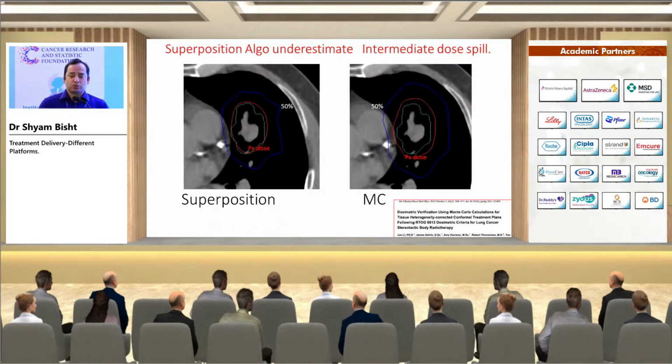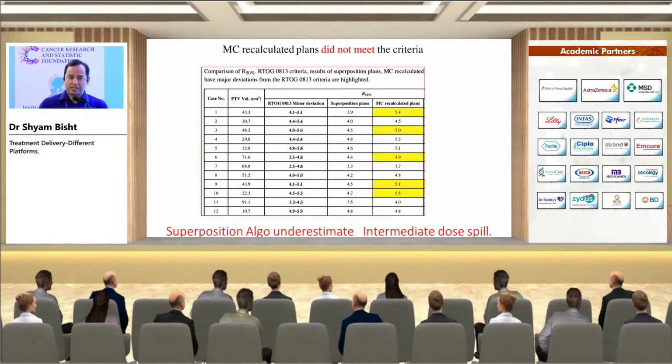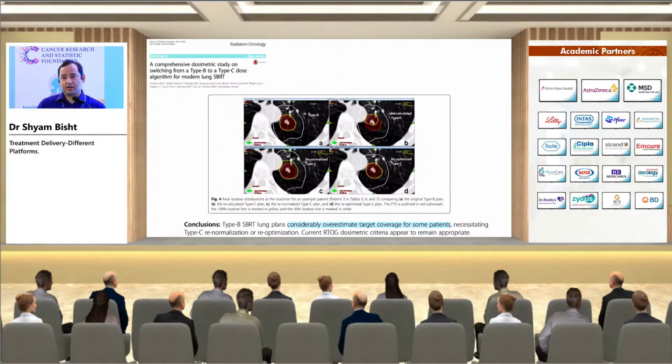The Type B algorithm, superposition algorithm, was compared with Monte Carlo in this article using the criteria of 0813. They found that the Type B algorithms underestimate the intermediate dose, as we have seen in Type A also, but to a lesser extent. In this same study, the Monte Carlo recalculated plans could not meet the criteria, as you can see in the yellow boxes. That means more relaxation was required for the Monte Carlo. And this was also taken into account in the ROSEL trial. So that means the superposition or Type B algorithms were underestimating the intermediate dose and overestimating the target dose.